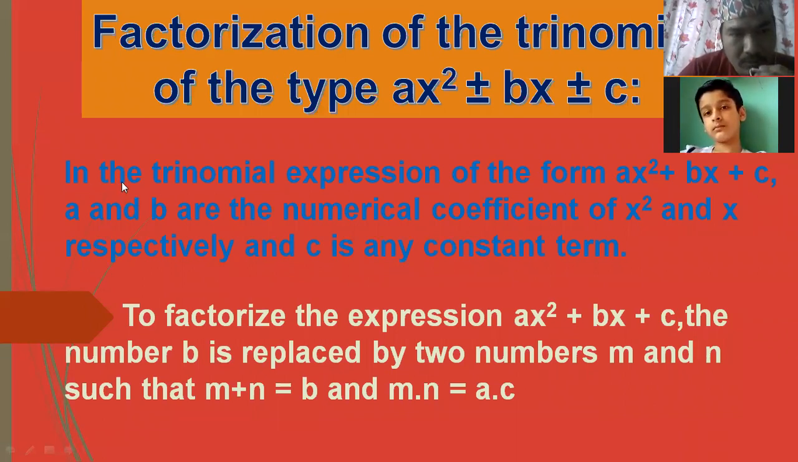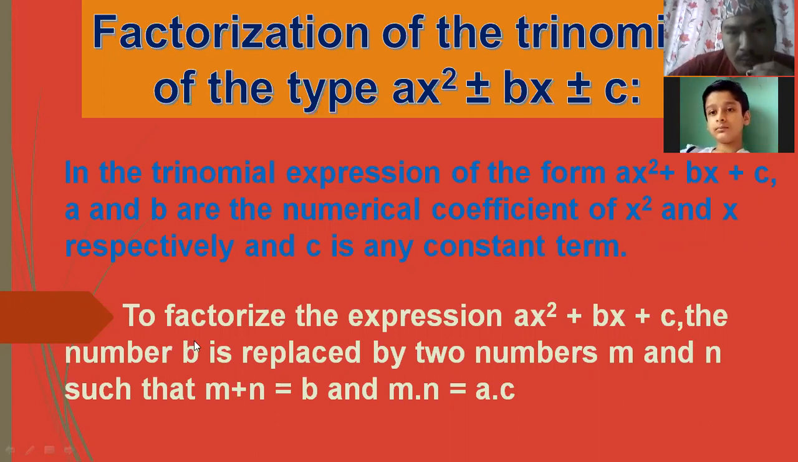Aditya, can you read this one, which is written in blue? In the trinomial expression of the form ax square plus bx plus c, a and b are the numerical coefficients of x square and x, respectively, and c is any constant term. Yes, a is the coefficient of x square, b is the coefficient of x, and c is the constant term.